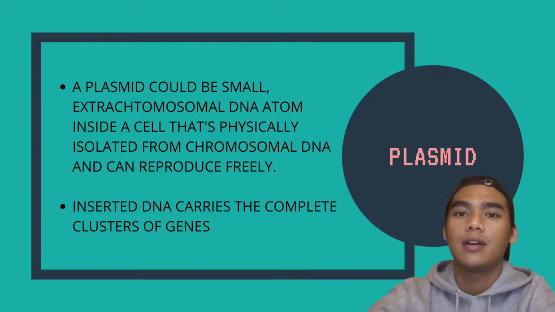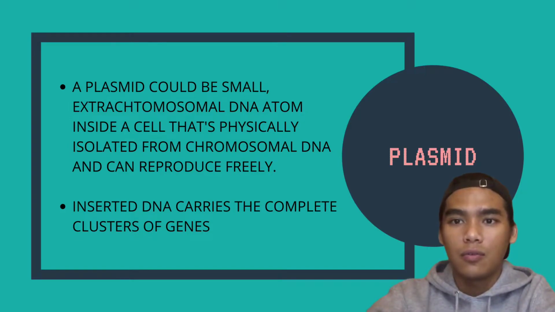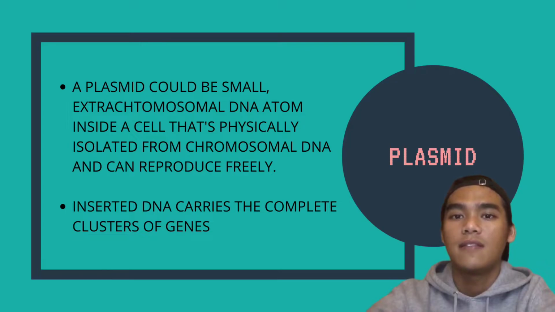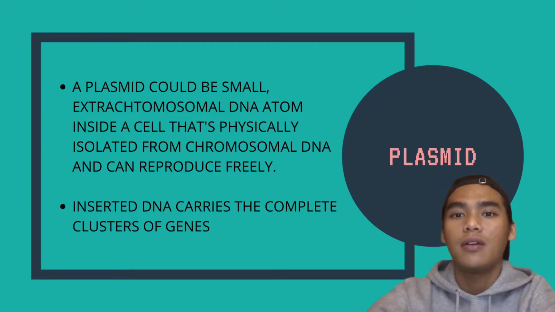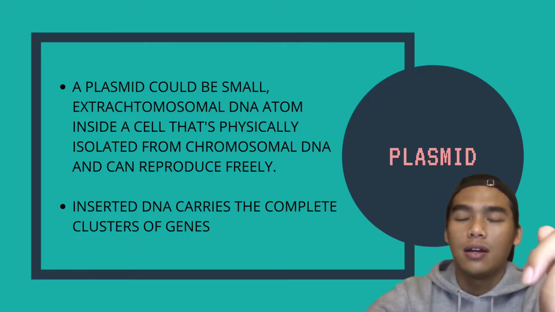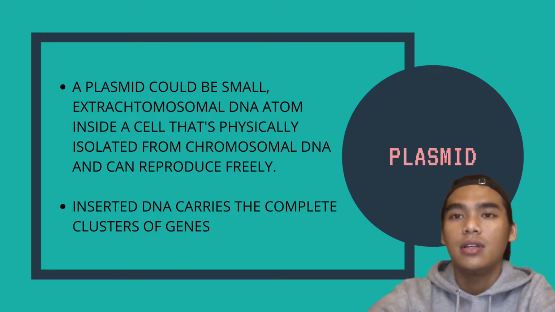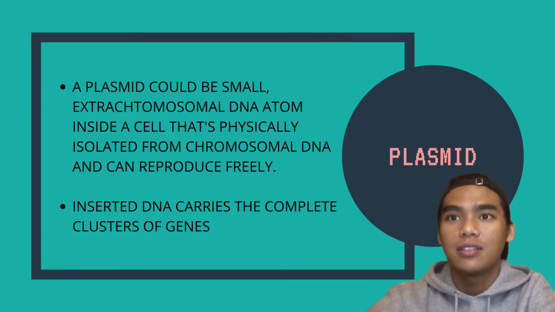A plasmid is a small extra-chromosomal DNA molecule inside a cell that is physically separate from chromosomal DNA and can be reproduced freely. They are most commonly found as small circular double-stranded DNA, particularly in microscopic organisms. That being said, plasmids are sometimes present in archaea and eukaryotic organisms.